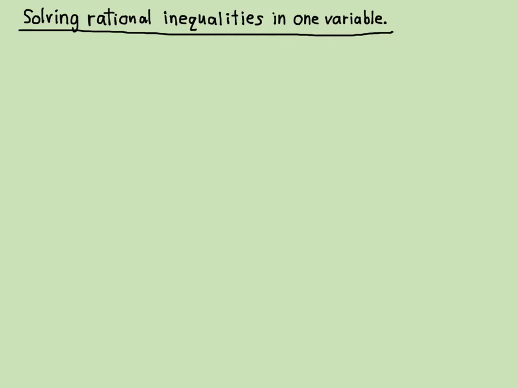The last two videos for this section have to do with solving rational inequalities in one variable. So you're going to have P over Q greater than 0, P over Q less than 0, P over Q greater than or equal to 0, or P over Q less than or equal to 0. That's called a rational inequality, where P and Q are polynomials, right?